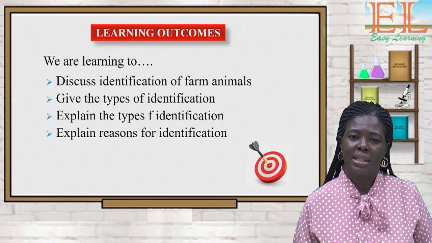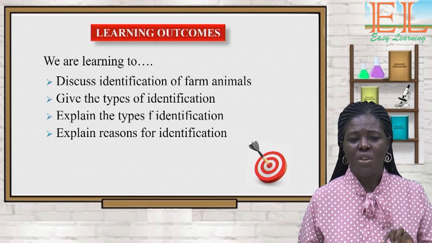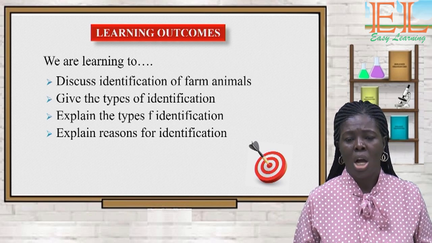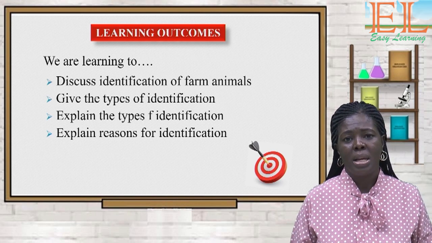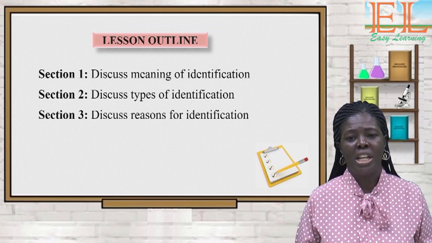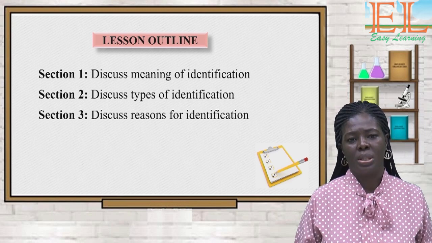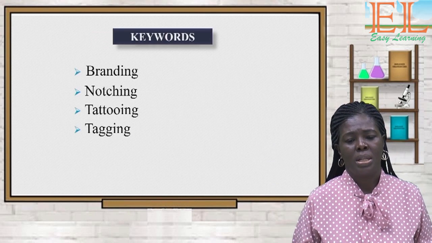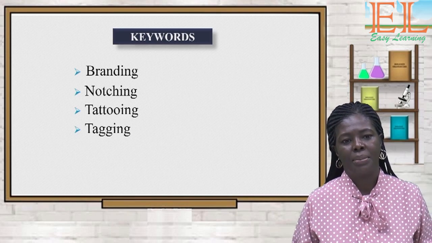What is our target? We are learning to discuss identification of farm animals. We will give the types of identification and then explain the types. We will also look at reasons for identification. Let's see how the lesson will flow. We will first of all discuss the meaning of identification, then we'll look at the types before we come to the reasons. These are the keywords that we'll be meeting: branding, notching, tattooing, and tagging.